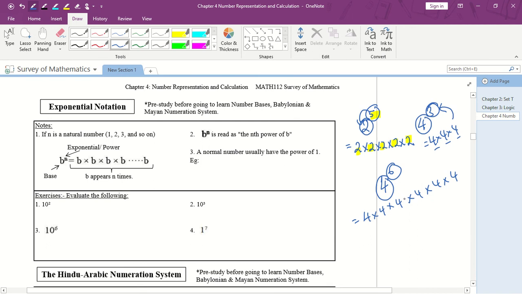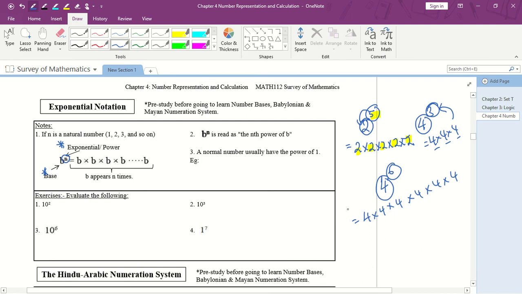And look at here, the base is always the same. Remember, this one we call the base, and this one we call the exponent, or in most cases the power. The exponent means the number of repeating times. Usually we say the nth power of b: the 5th power of 2, the 3rd power of 4, the 6th power of 4.